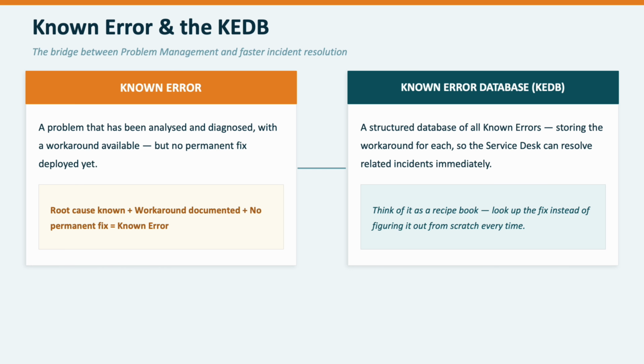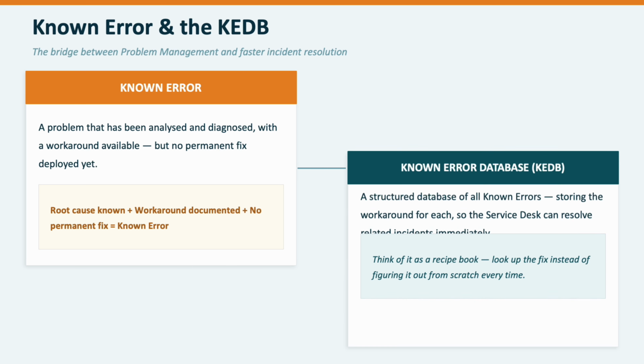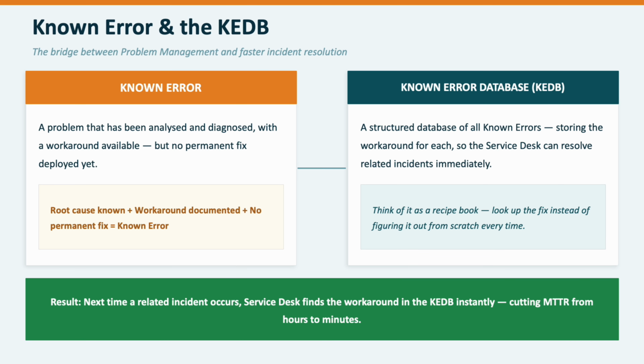The result: next time a related incident occurs, the service desk just finds the workaround in the KEDB instantly, cutting MTTR from hours to minutes. MTTR, as we have seen previously, is mean time to resolve an incident, so this time will be reduced. Now they don't need to reach out to any users or any person, and they will be able to work on it. So the time to resolve an incident will get reduced and the team will be able to work more efficiently.